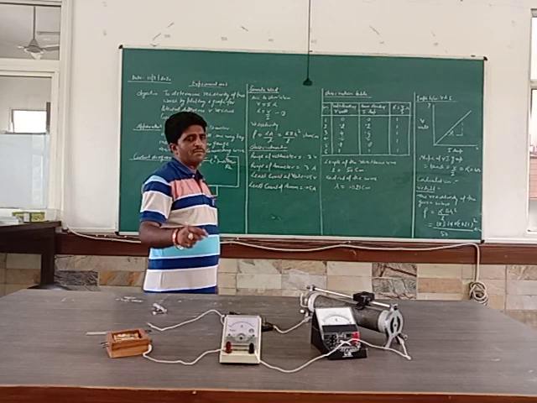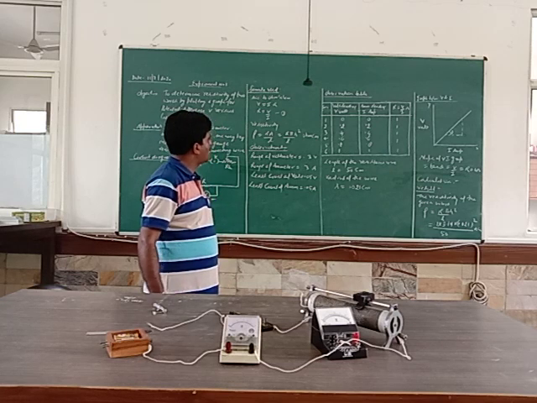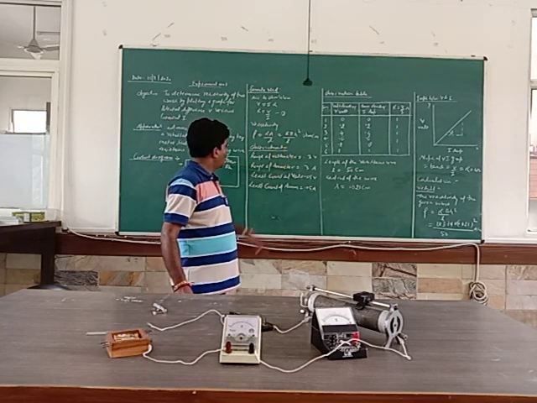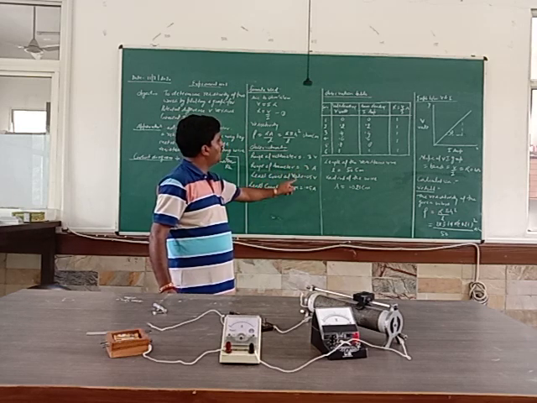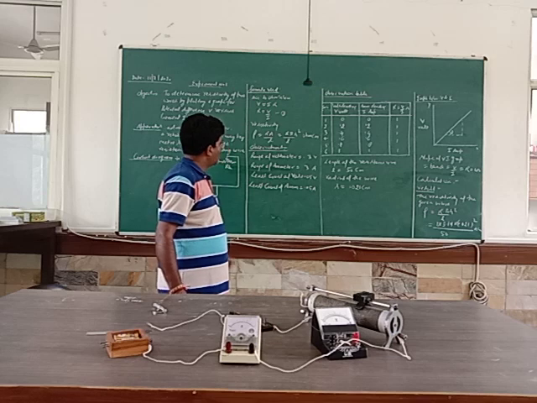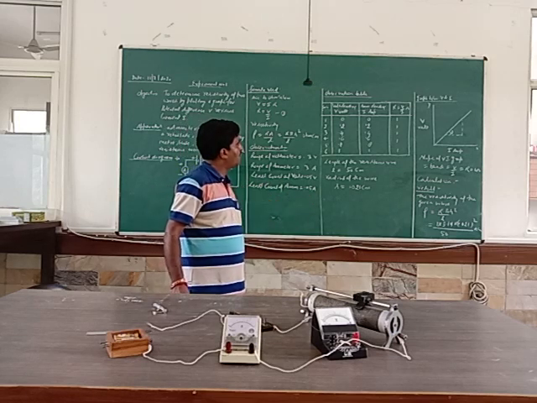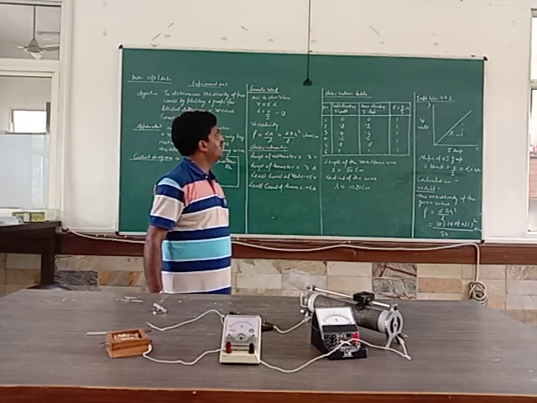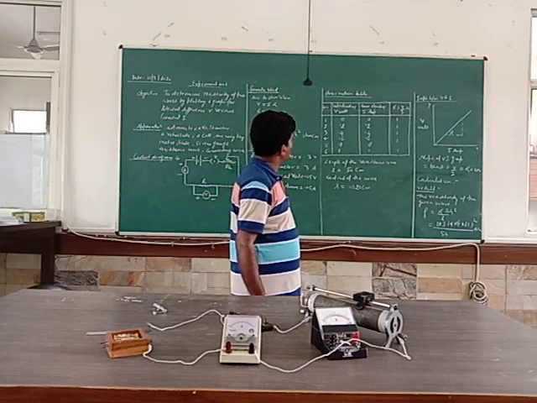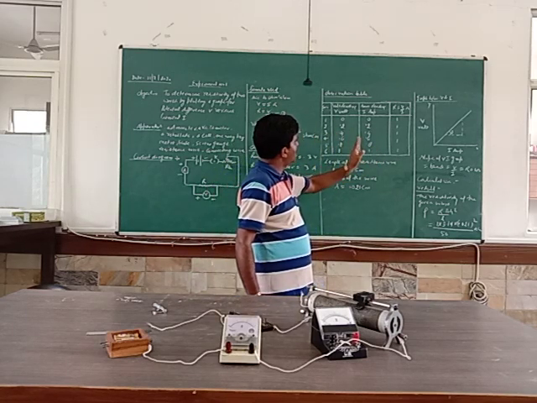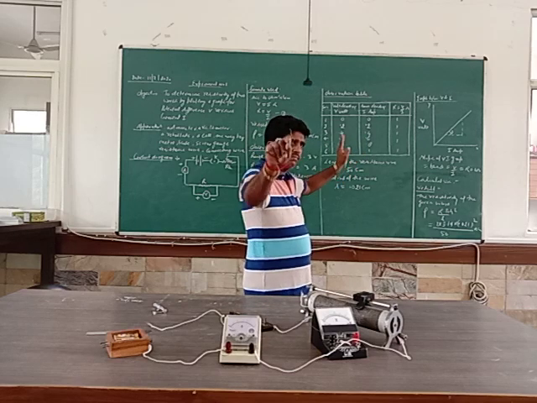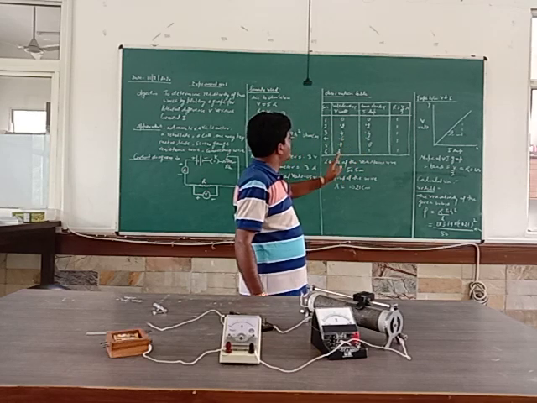The range of the voltmeter used in this experiment is 3 volt, and the range of the ammeter is 3 ampere. The least count of the voltmeter is 0.05 volt, and the least count of the ammeter is 0.05 ampere. And we will take the observations of voltage versus current.